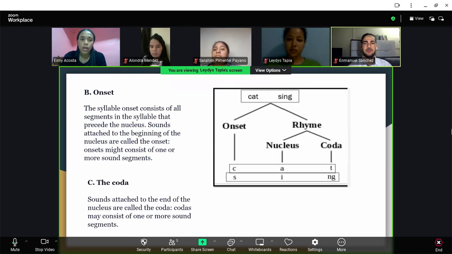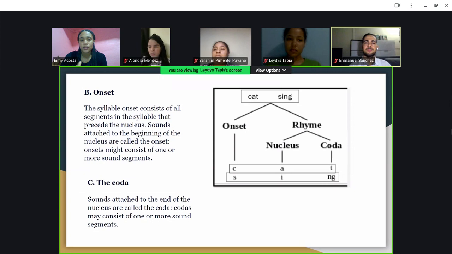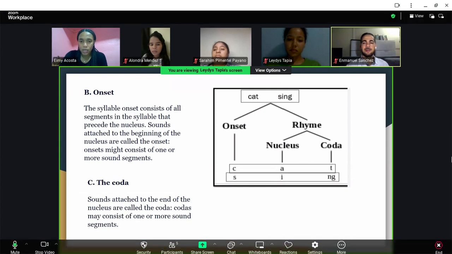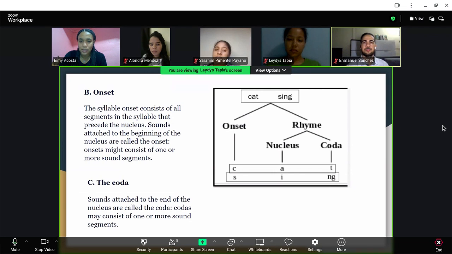The onset consists of all segments in the syllable that precede the nucleus. Sounds attached to the beginning of the nucleus are called the onset. Onset might consist of one or more sound segments, and the coda: those sounds attached to the end of the nucleus are called coda, and may consist of one or more sound segments. You can see here an example with cat and sing.